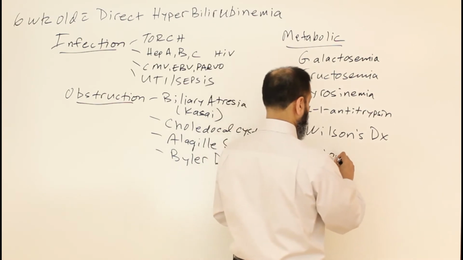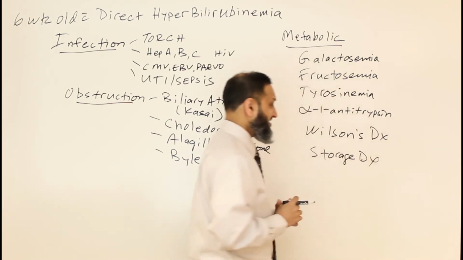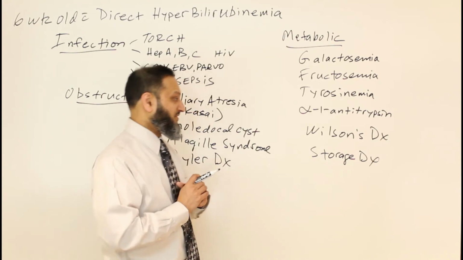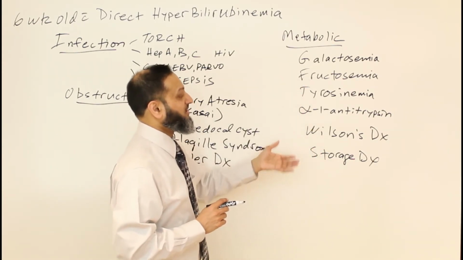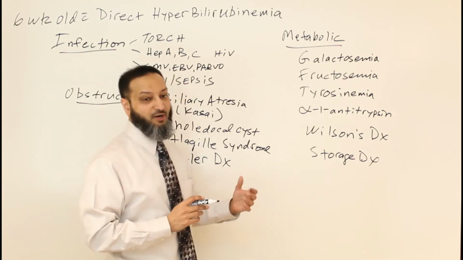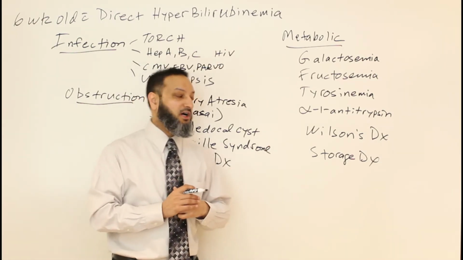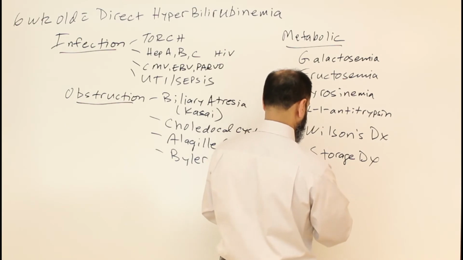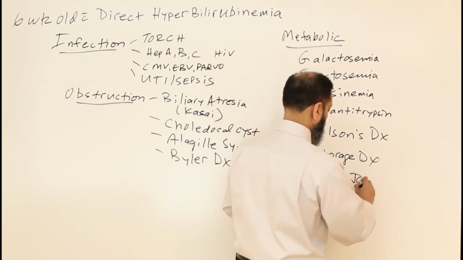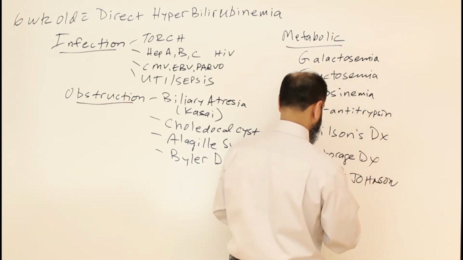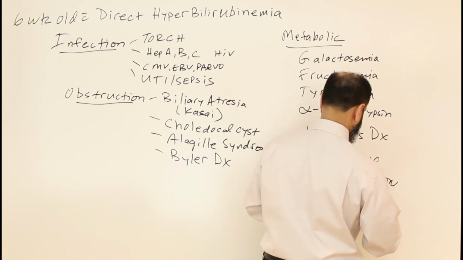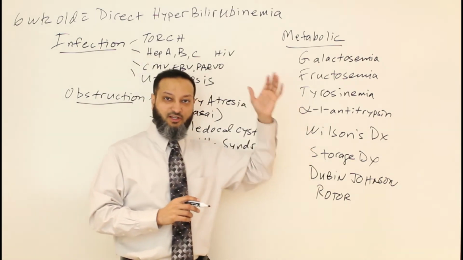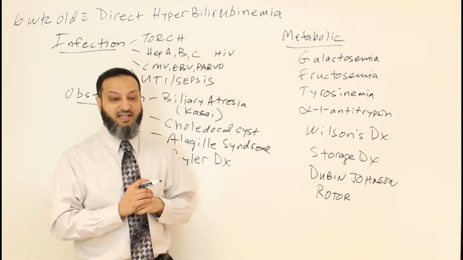And then again, getting back to some of the younger kids, maybe different types of storage diseases. So different glycogen storage diseases, Gaucher's disease, Niemann-Pick disease. So there are different types of storage diseases that can cause accumulation of different byproducts in the liver and give you hepatocellular damage and then also a direct hyperbilirubinemia. And then other congenital causes. So you can have Dubin-Johnson syndrome, you can have Rotor syndrome. So those are other entities that can also present with a direct hyperbilirubinemia. So these are other entities to consider that we can lump under the metabolic category as well.